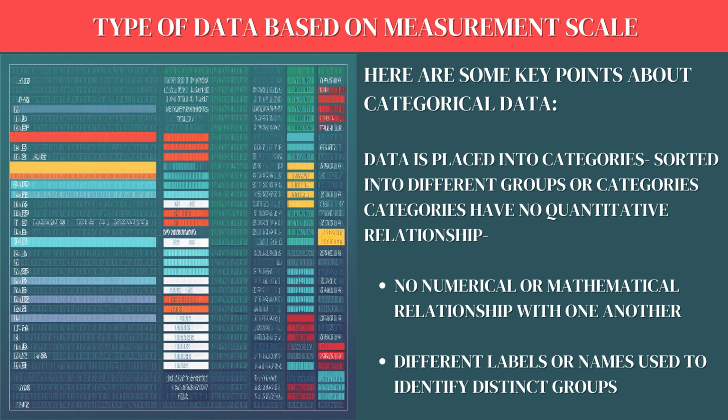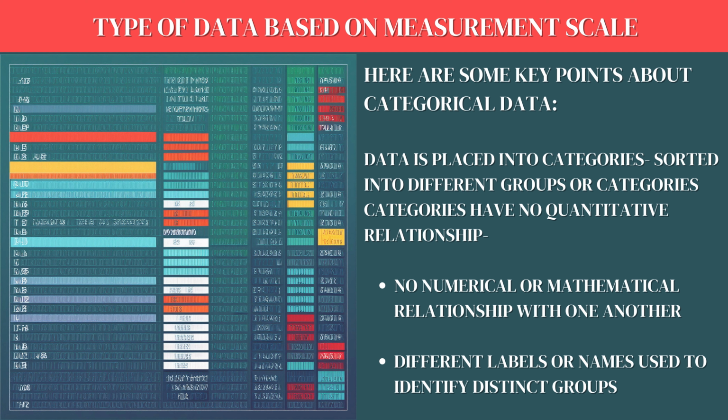Categories have no quantitative relationship. The categories in categorical data have no numerical or mathematical relationship with one another. They are simply different labels or names used to identify distinct groups. For instance, the categories America, Europe, and Asia for customer locations do not have any numerical relationship or order between them. Some of the examples are: customer's location, America, Europe, Asia are different areas.